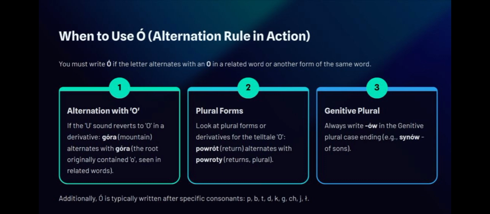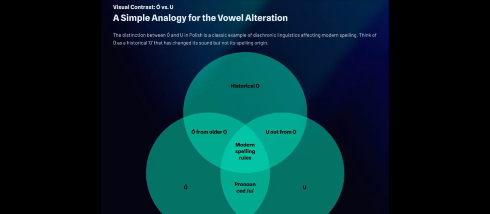When to use u, plain U. We use plain u when the word doesn't follow the alternation rule, meaning there is no related word with an O. For example, words starting with the U sound almost always begin with the letter u, like ulica, street, or ucho, ear. Also, in verb endings, always write uję or ują. For example, kupuję, I buy, pracują, they work. If no other word form includes O, use u.